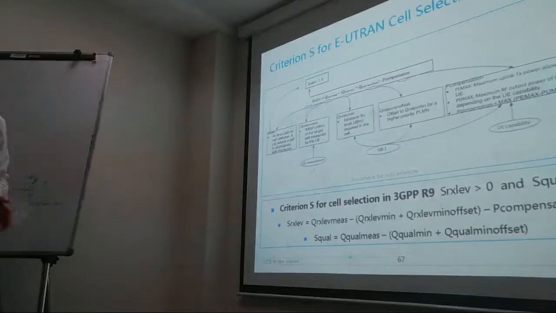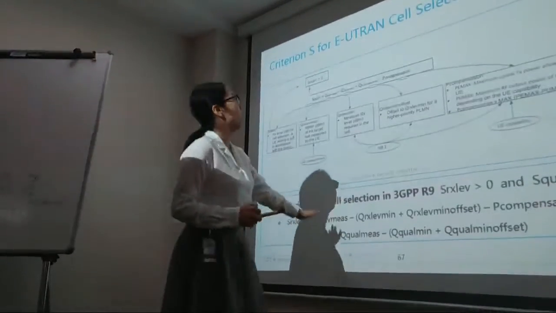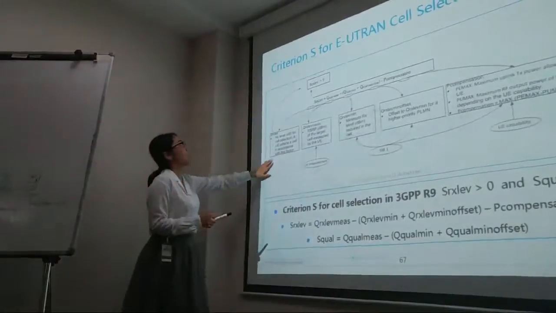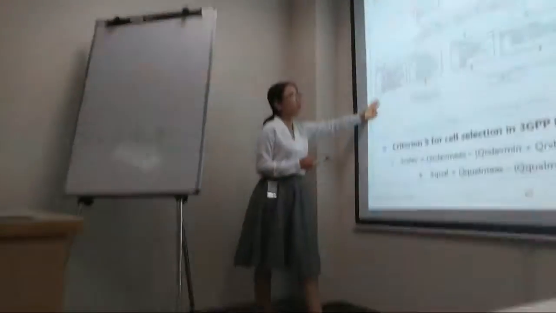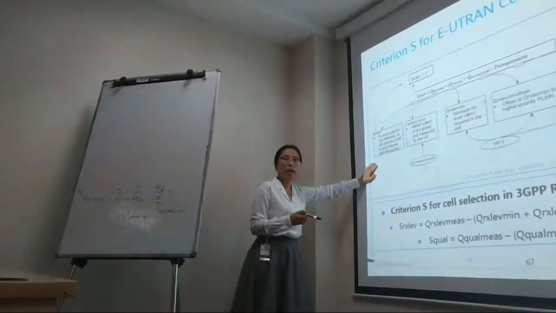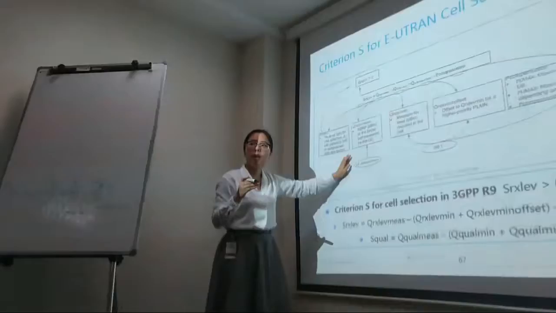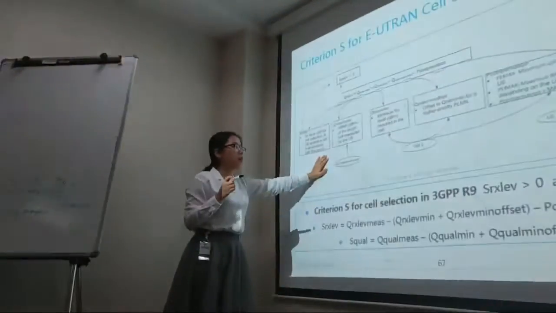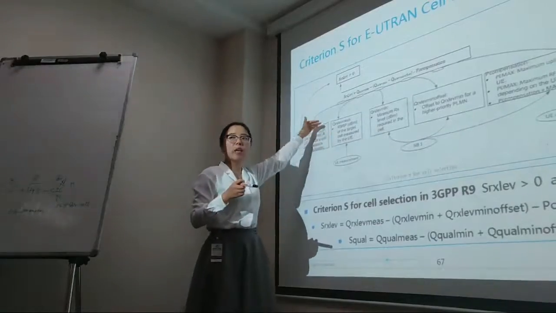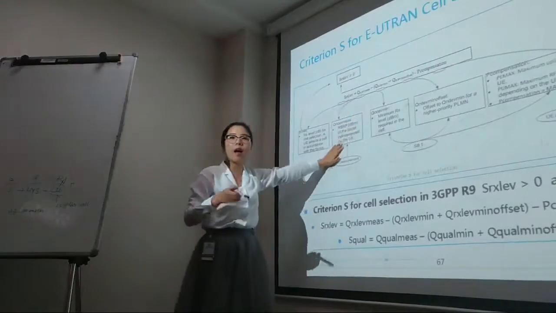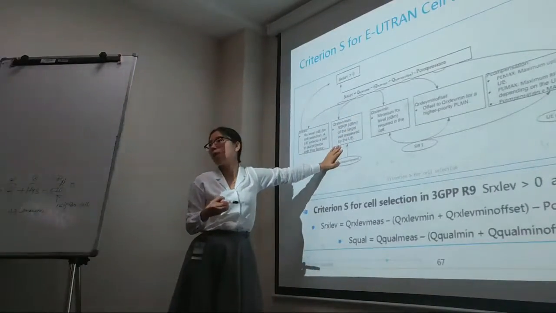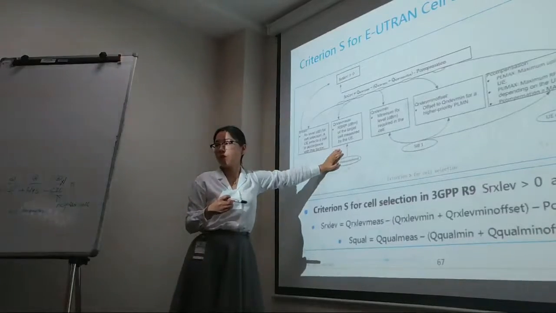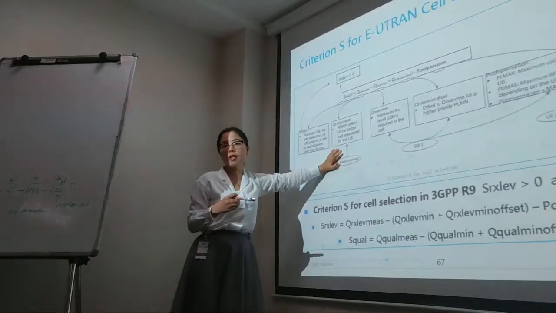Many different cells exist, so which cell can the UE stay on? We base this on what we name the S criterion. That is, if this cell's SRP or SRQ can meet this criterion, I can select this cell. This is the basic criterion, the basic strategy.